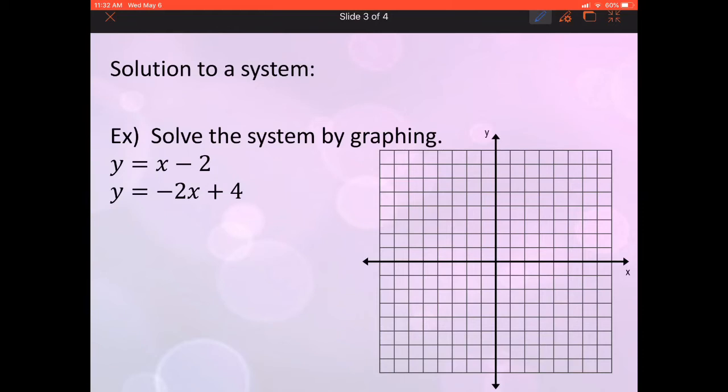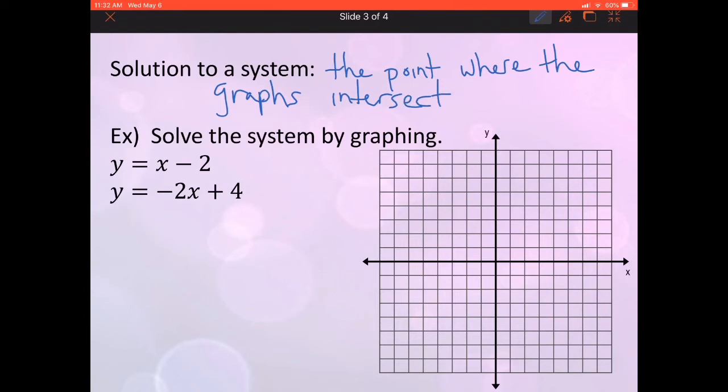So the solution to a system is the point or points where the graphs intersect. Now, when we graph these by hand, or even if we get to use our calculator, I'm only going to ask you to graph lines. If I have other functions, quadratics, or absolute value, or exponential, I will graph those for you, and you'll just look at the graph. So let's solve this system by graphing.